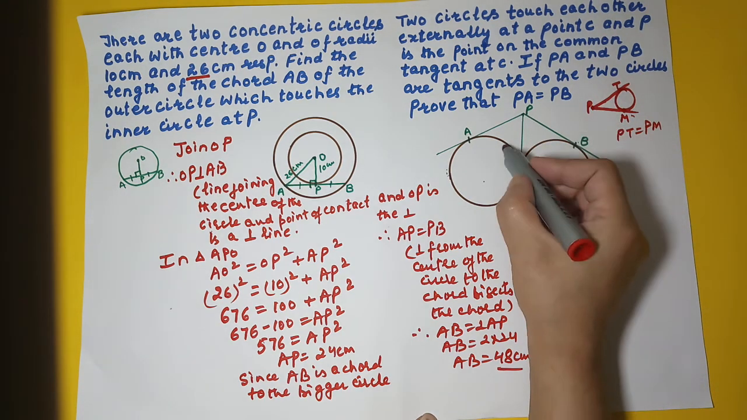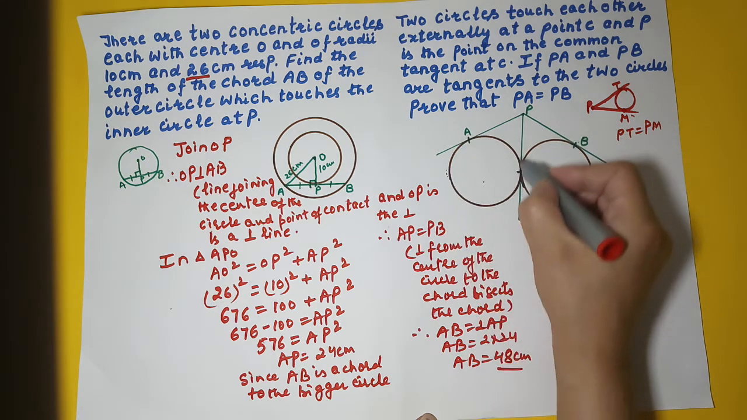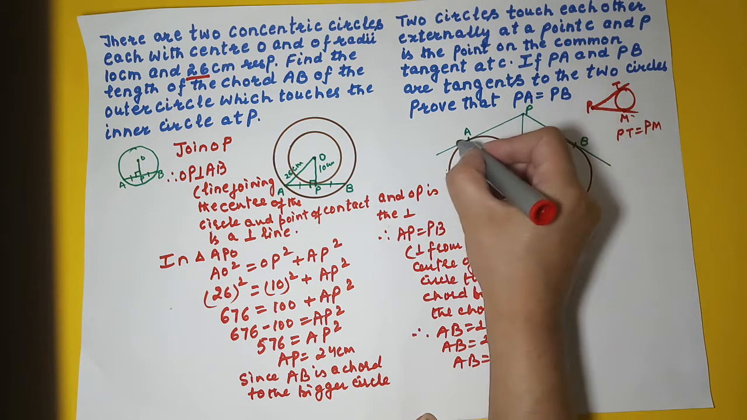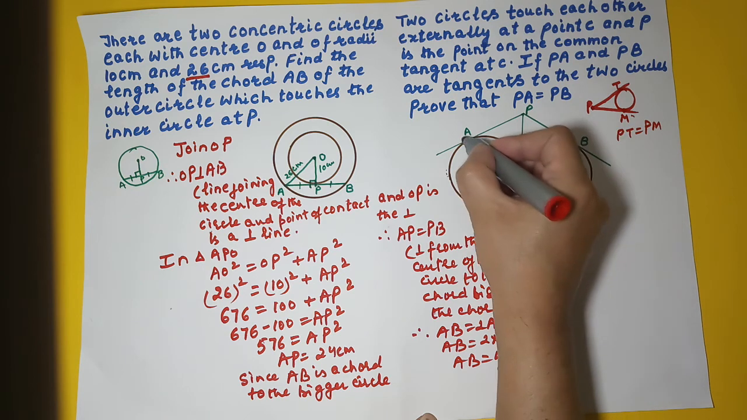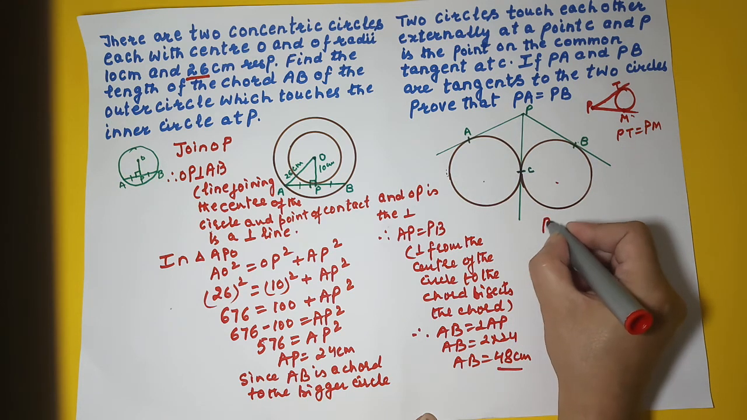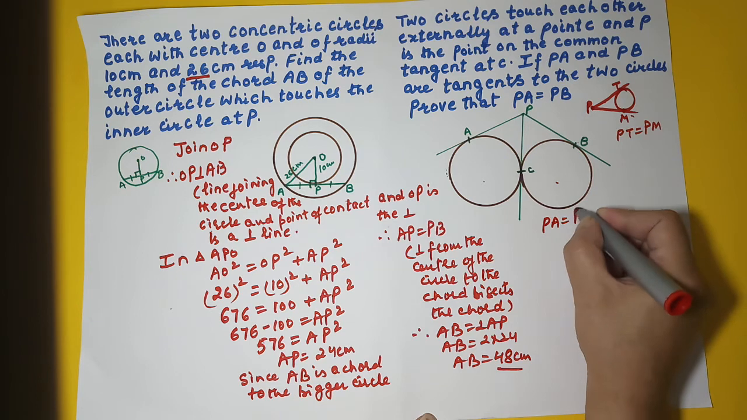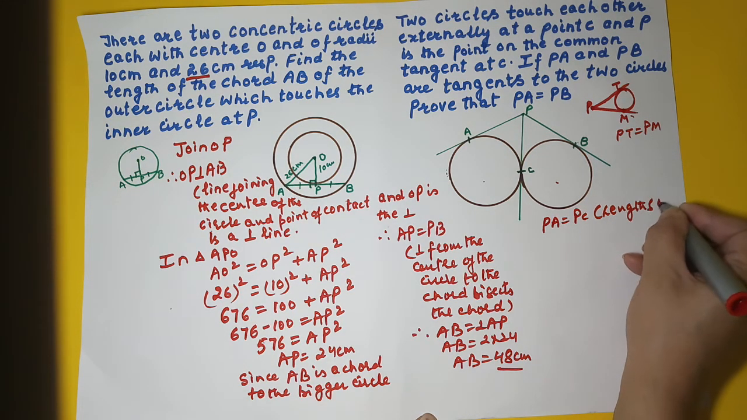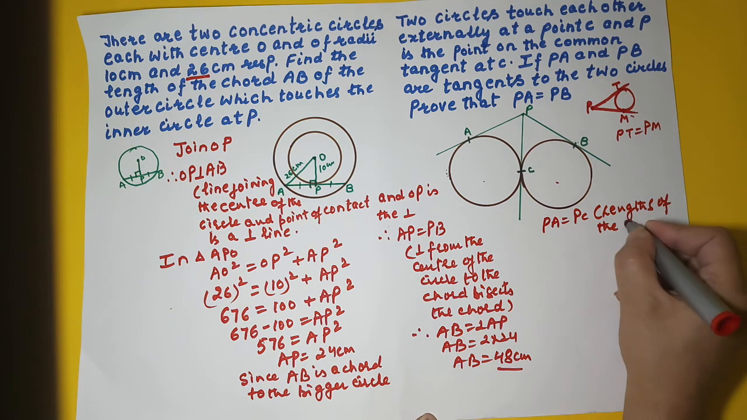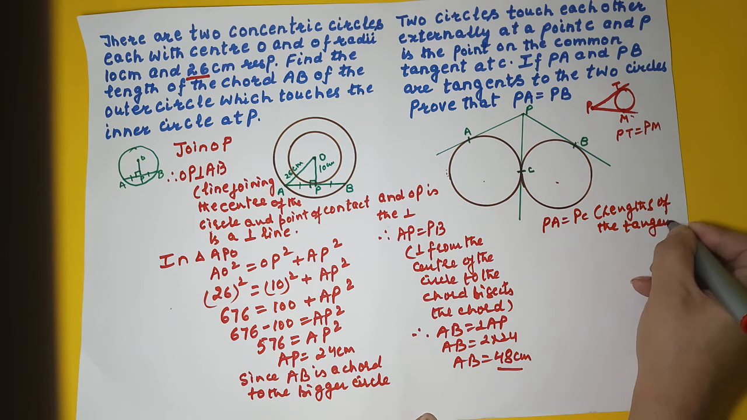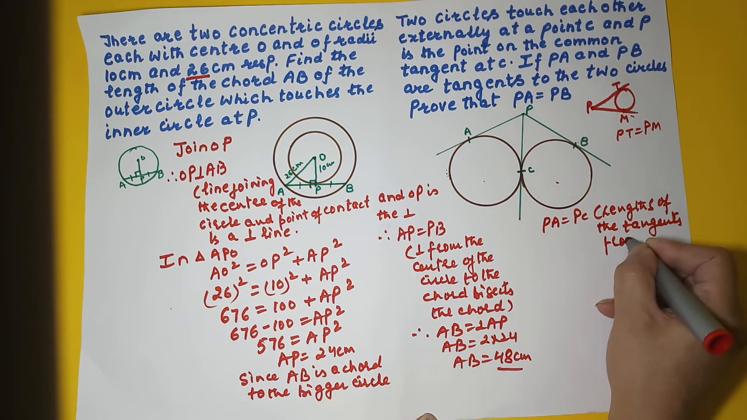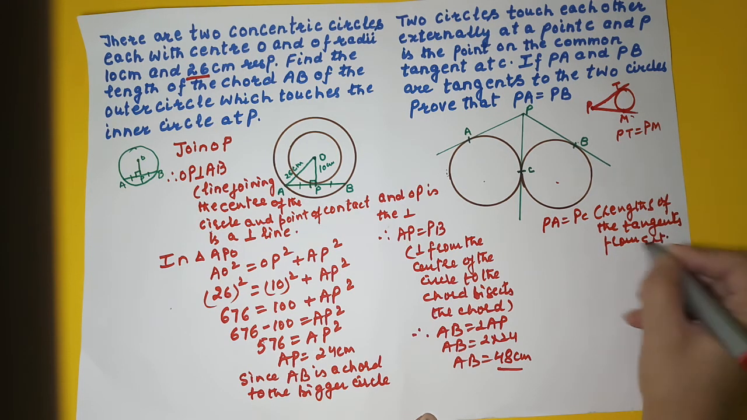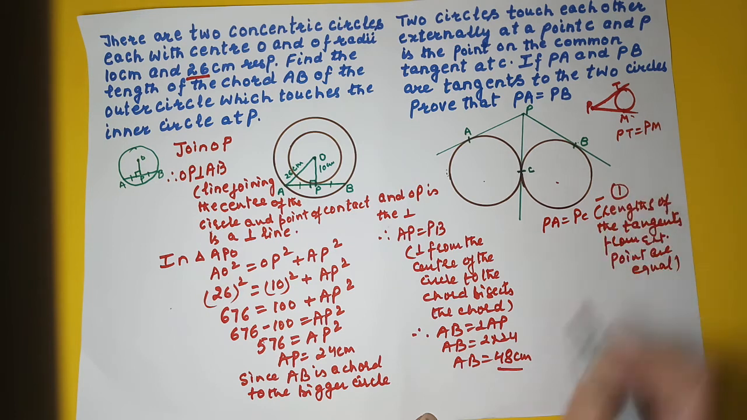Now what we will do is we will consider this circle, right? In this circle, PA and PC are the two tangents. So can we say that PA is equal to PC? Reason: lengths of the tangents from external point are equal, right? So this becomes your first equation.